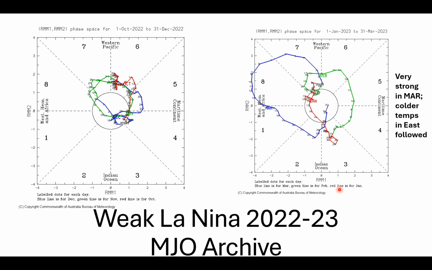And then the weak La Nina winter of 22-23, what the MJO looked like, here are all the lines, the 3 different months. October red, and then you have green line is November, and then the blue line is December. Not really expanding very far out from the center of the MJO phase diagram. So fairly weak, but the convection was focused across the Western Pacific and MJO phases 6 and 7 on this side of the MJO phase diagram.